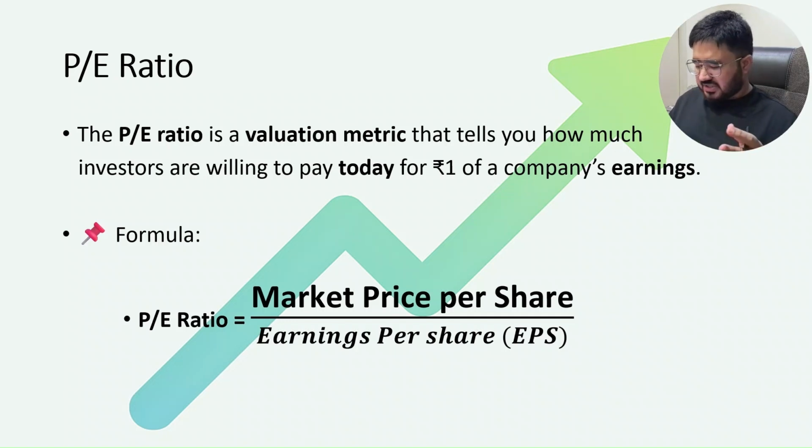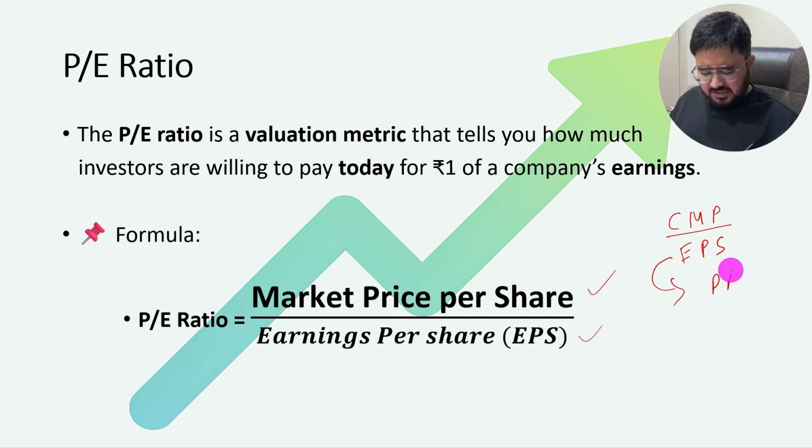Okay? How is it calculated? It is calculated by market price per share divided by earnings per share. How will you calculate market price? It's just the current market price. It fluctuates second by second. And divided by earnings per share. How do you calculate earnings per share? It is nothing but PAT, profit after tax, divided by the number of shares.